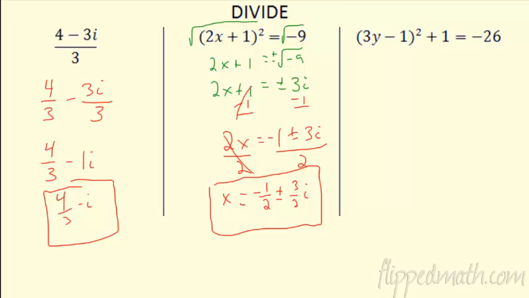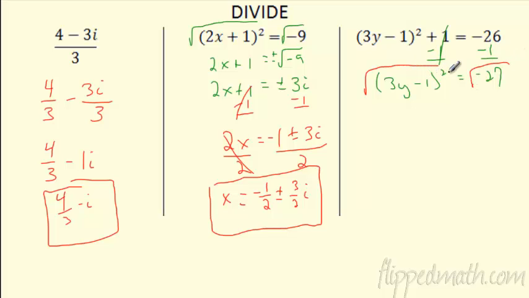Pretty cool, huh? I thought you'd like that. Can we get a little bit harder here? Sure. I've got to get the perfect square by itself, so I'm going to do something like this. So I'm really looking at 3y minus 1 squared equals -27. Now that I've got it by itself, let's go ahead and square root both sides.